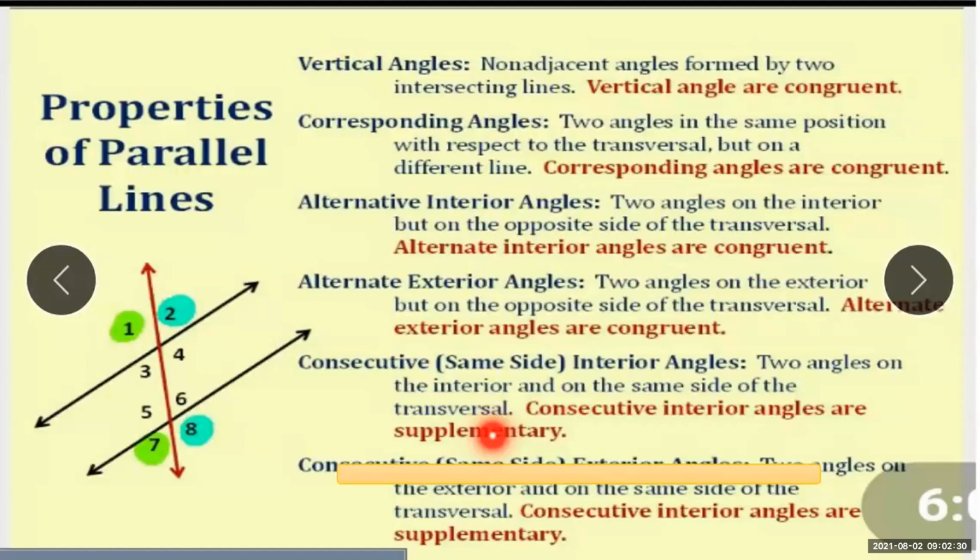That means two types of pairs of angles are supplementary. One is the interior pair and another one is the linear pair of angles. And the rest of all angles are congruent to each other. Here, vertically opposite angles are congruent, corresponding angles are congruent, alternate angles are congruent. The three pairs of angles are congruent to each other, and the two pairs of angles, that is interior angles and linear pair of angles, are supplementary.